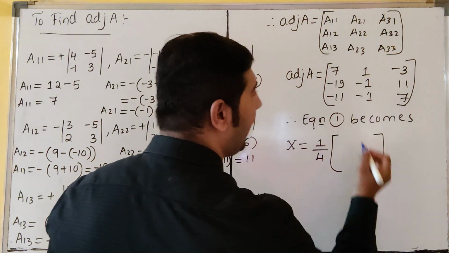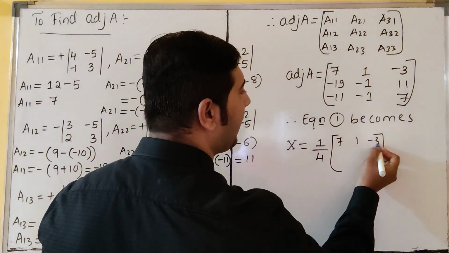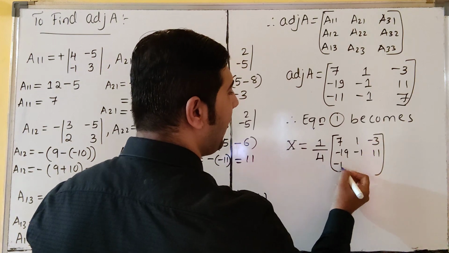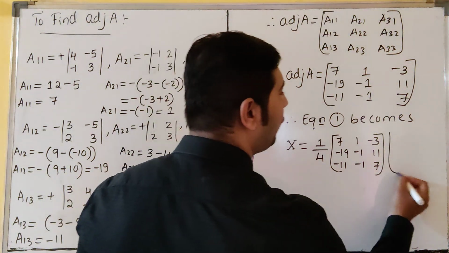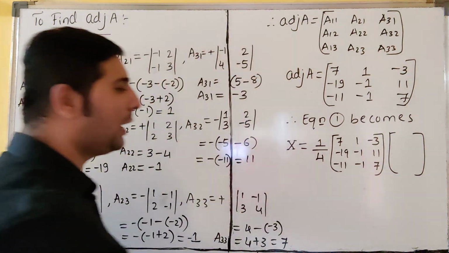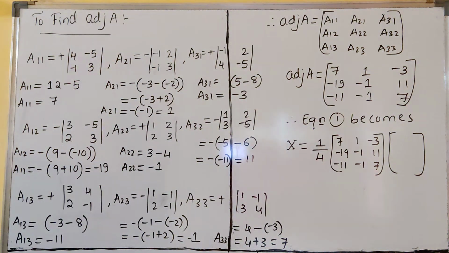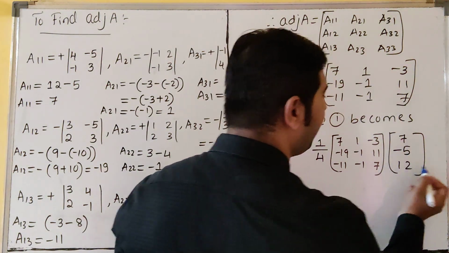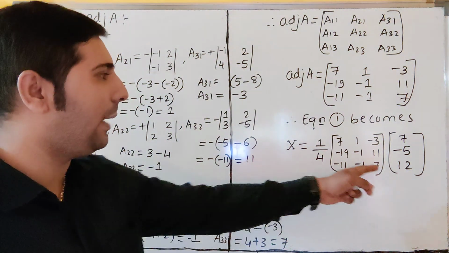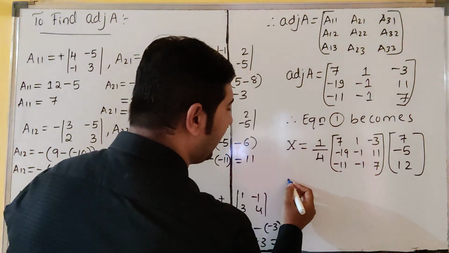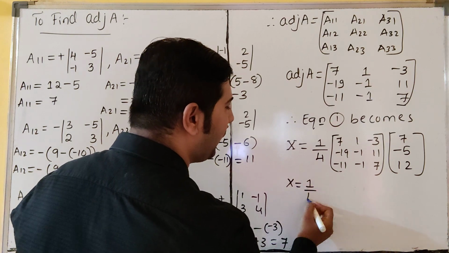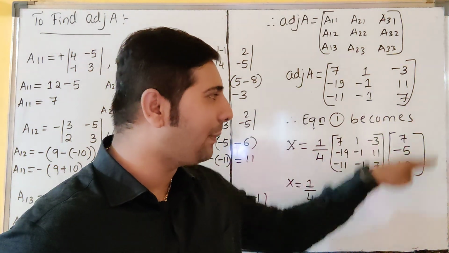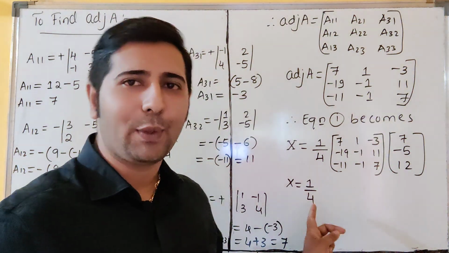So now next is adjoint of A. Adjoint of A is 7, 1, minus 3, minus 19, minus 1, 11, minus 11, minus 1, 7, into B. B is 7, minus 5, 12, dear students. You are having the B value. So now see, X is equal to 1 by 4 times this. Don't multiply 1 by 4 directly. I have seen many students multiply 1 by 4 and then multiply into the matrix. Not required. Keep 1 by 4 as it is.